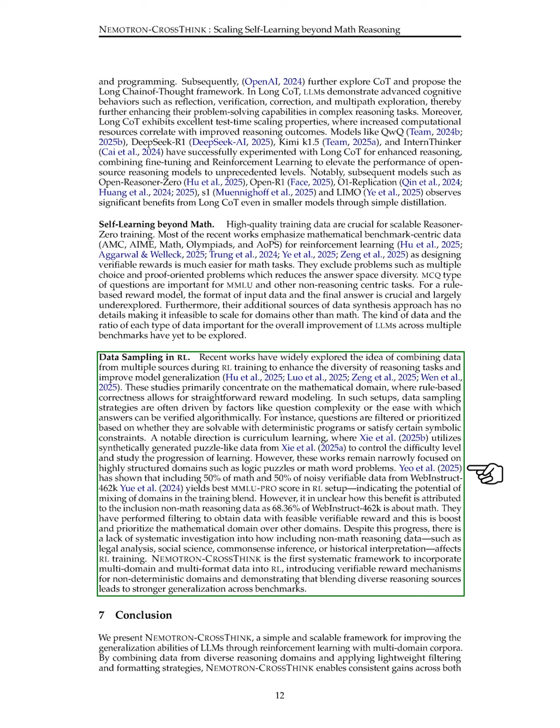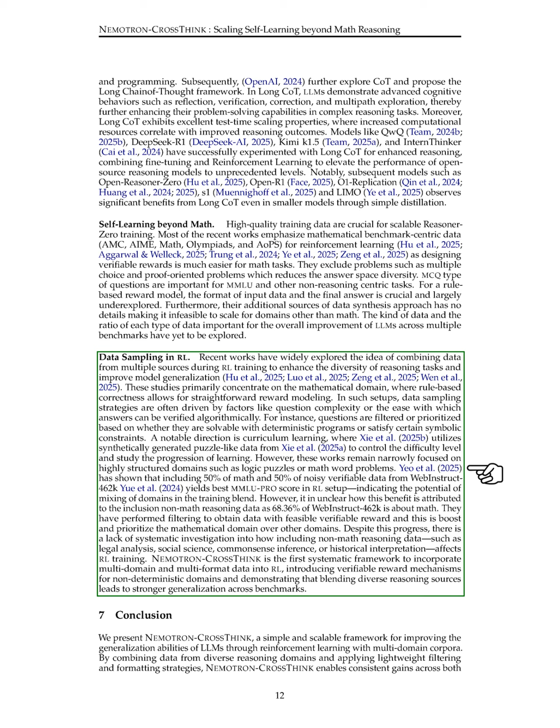In terms of data sampling in reinforcement learning, recent research has examined combining data from multiple sources to enhance reasoning task diversity and model generalization. Most of this work has concentrated on the mathematical domain, where rule-based correctness simplifies reward modeling. Data sampling strategies often depend on question complexity or the ease of algorithmic verification. For example, questions may be filtered based on whether they can be solved with deterministic programs. Curriculum learning has been used to control difficulty levels using synthetically generated data, but these studies are often limited to structured domains like logic puzzles or math problems.